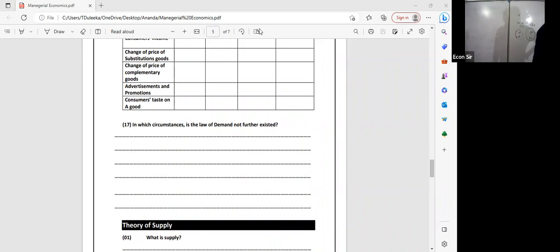Write: in case of speculative demand. You know how to write it: SPECULATIVE, speculative demand.